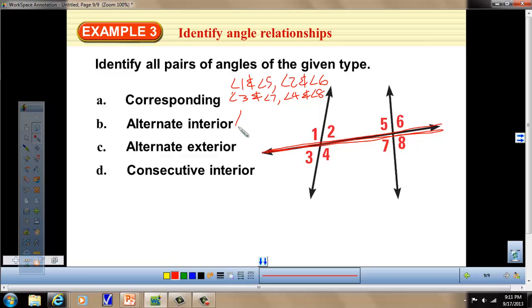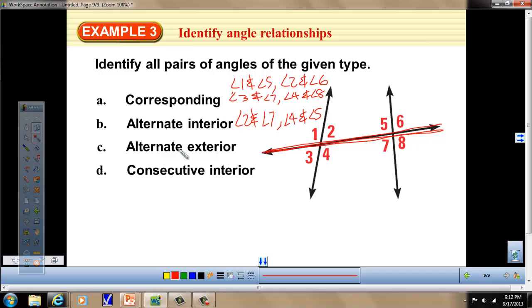So if we say angle 2, the one that's on the alternate side with the other set would be angle 7. So angle 2 and angle 7 are alternate interior angles. So we've got angle 2 and angle 7. The other set would be the two that are left, angle 4 and angle 5.